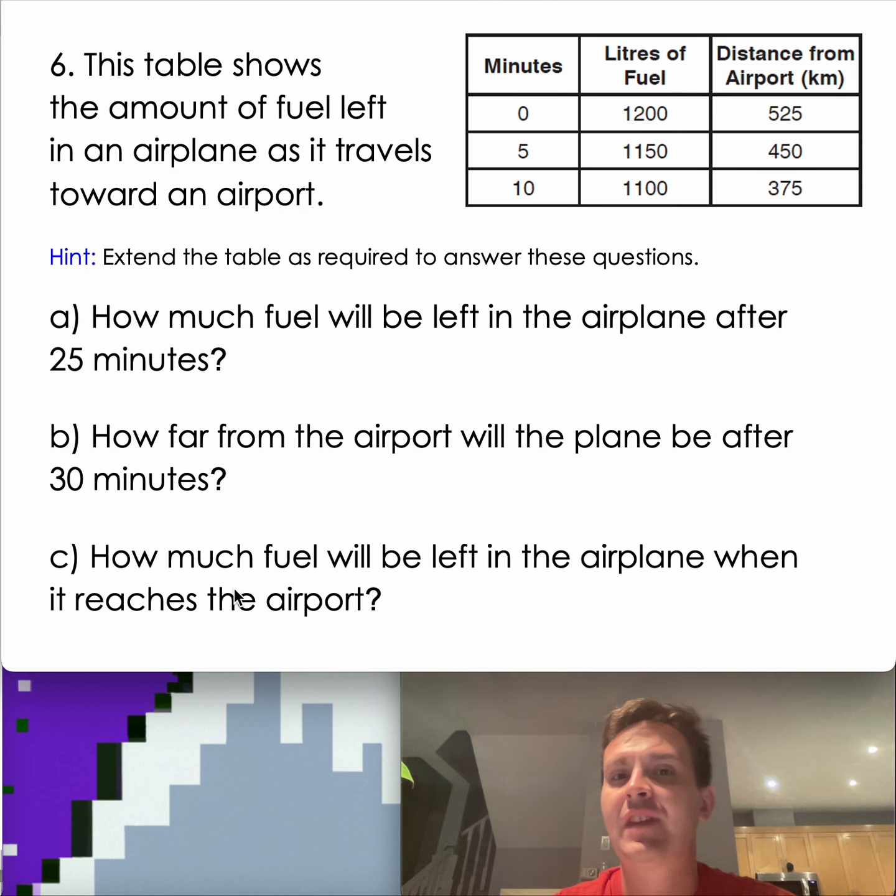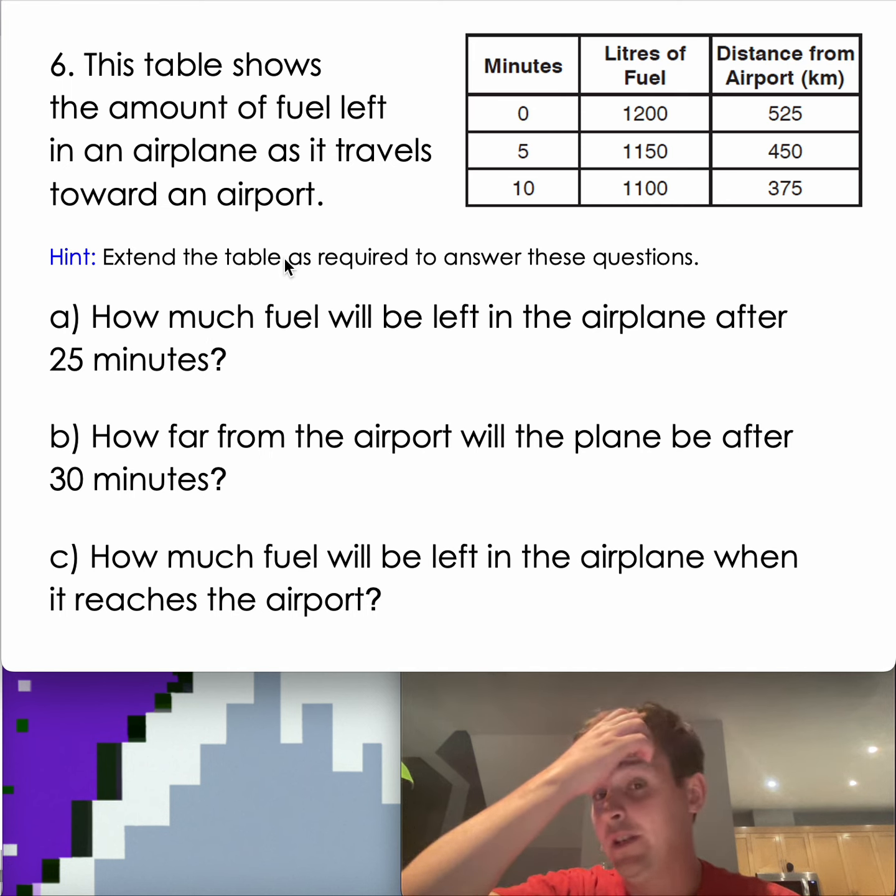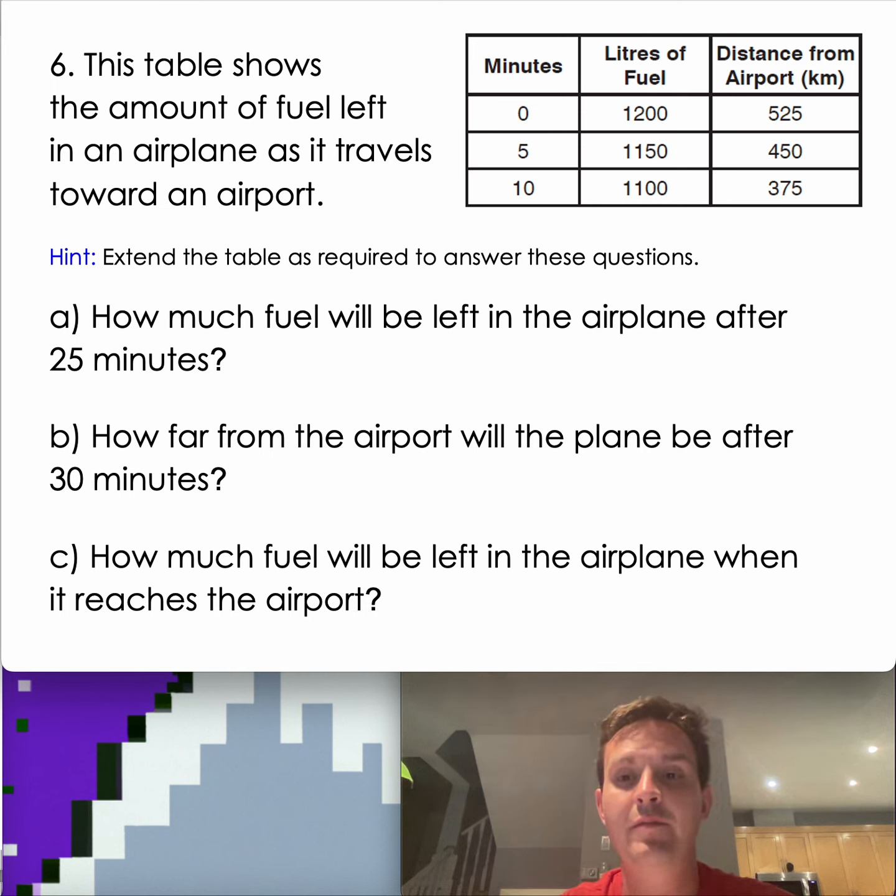Number 6, this table shows the amount of fuel left in an airplane as it travels toward an airport. And again, you should be extending the table for this. How much fuel will be left in the airplane after 25 minutes? How far from the airport will the plane be after 30 minutes? And how much fuel will be left in the airplane when it reaches the airport?